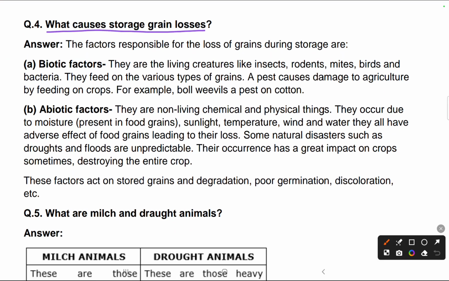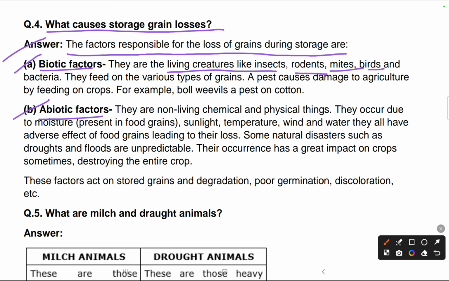Fourth question, what causes storage grain losses? Answer. The factors responsible for loss of grains during storage are biotic factors and abiotic factors. Biotic factors are living creatures like insects, rodents, mites, birds and bacteria. They feed on the various types of grains. A pest can cause damage to agriculture by feeding on crops. For example, boll weevils, a pest on cotton.